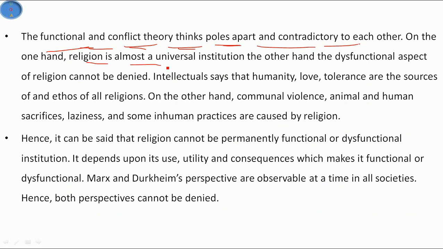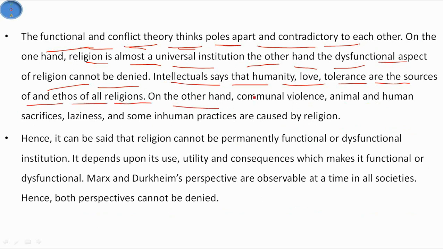On the one hand, religion is almost a universal institution. On the other hand, the dysfunctional aspect of religion cannot be denied. Intellectuals say that humanity, love, and tolerance are the sources and ethos of all religion. On the other hand, communal violence, animal and human sacrifices, laziness and some inhuman practices are caused by religion.